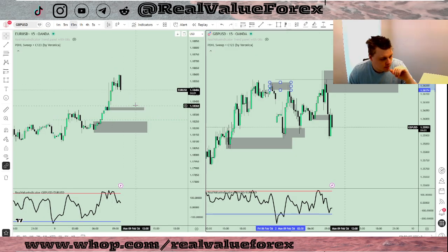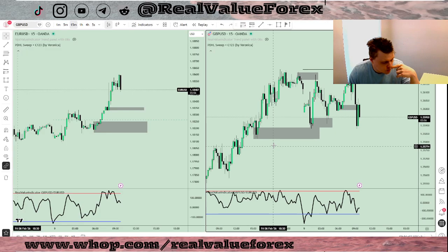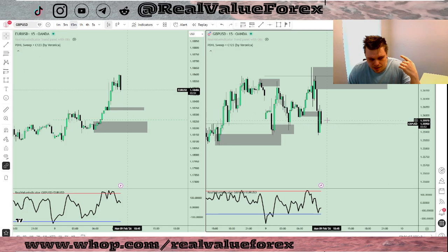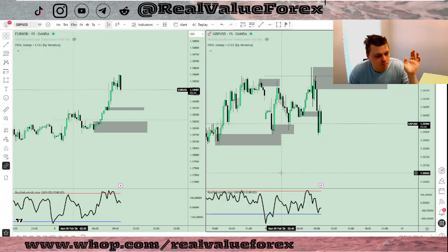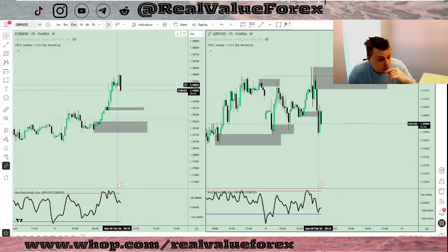Let's see, do we have something going on? I guess we don't. Yeah, best case scenario, what I would like to see, GBPUSD tap into this high order block and we took off from there. That would be the perfect case scenario. EURUSD, good tap, like this middle one.